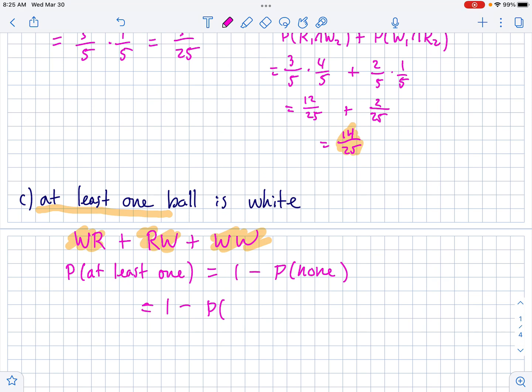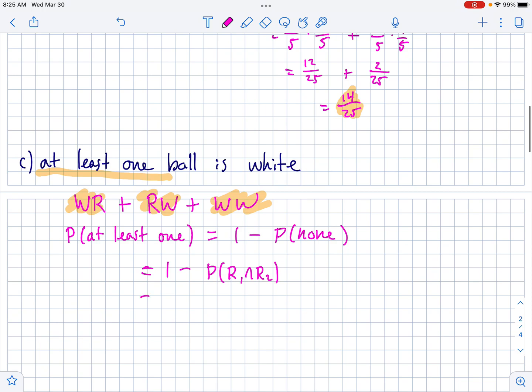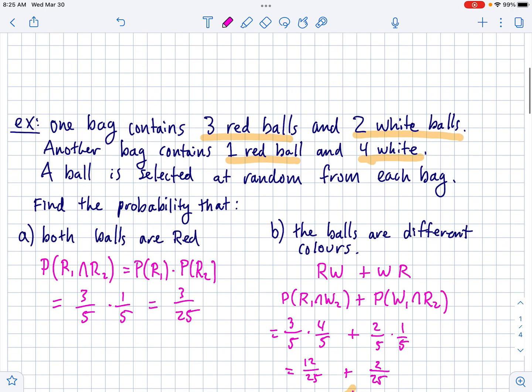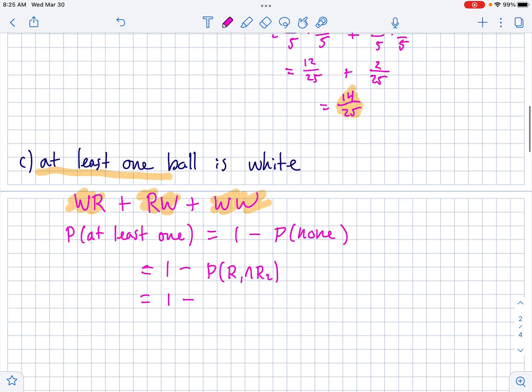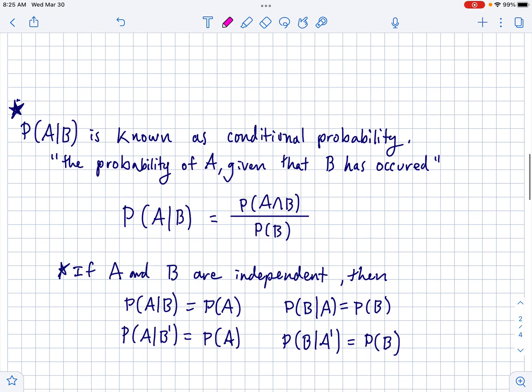But I want to show you the trick where you can just do 1 minus the probability of going red on the first bag and red on the second bag. Red on the first one is 3/5, and red on the second one is 1/5. So 3/5 times 1/5 is 3/25, and 1 minus that is 22/25? I believe so.